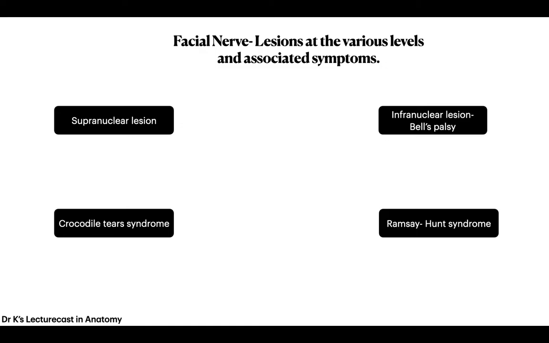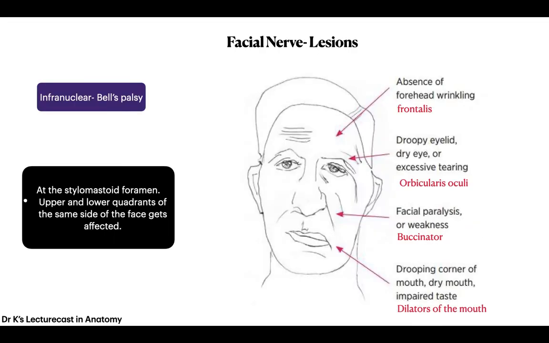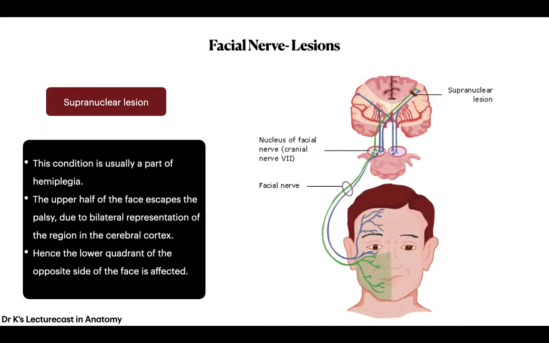So, what are the lesions of the facial nerve at various levels and what are the associated symptoms? Let's discuss one by one, and please follow each and every word I'm going to say here. When you follow that, the lesions, if I say the associated symptoms, it will be easy for you to tell it out. Infranuclear lesion. Let's go to the next slide so that it will be easy for you to understand.